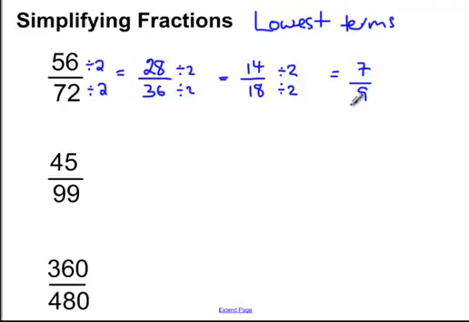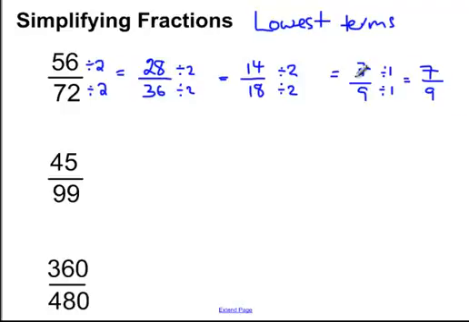Now, is there anything that goes into both 7 and 9? There isn't anything except for 1, and if I divide the top and the bottom by 1, I just end up with 7 over 9 again, so we don't need to use 1. So in lowest terms, 56 over 72 is the fraction 7/9.